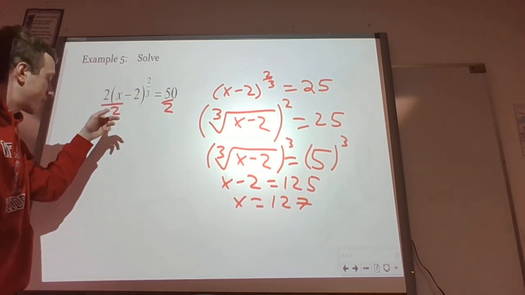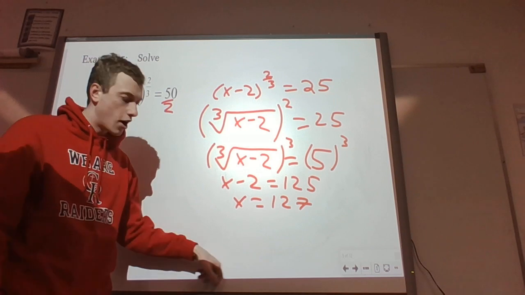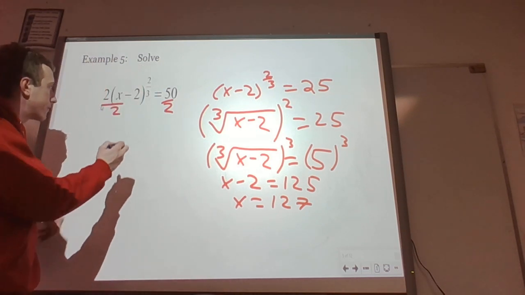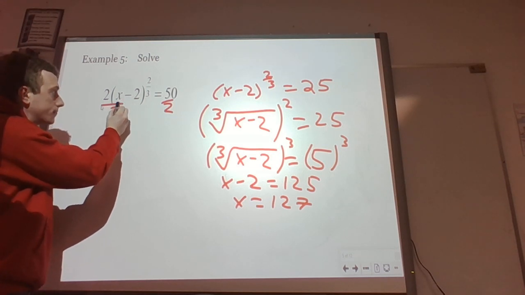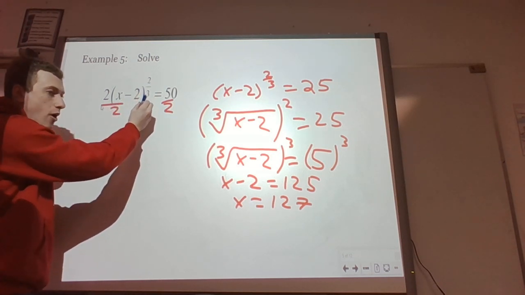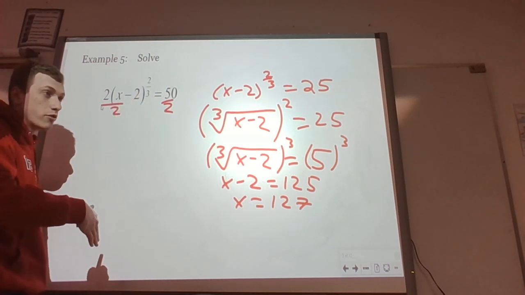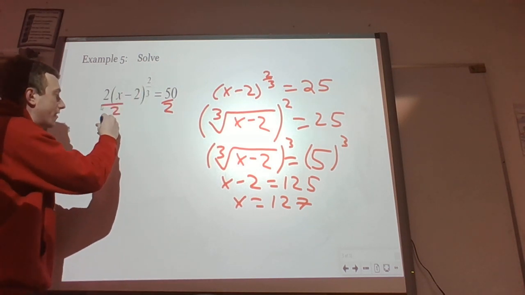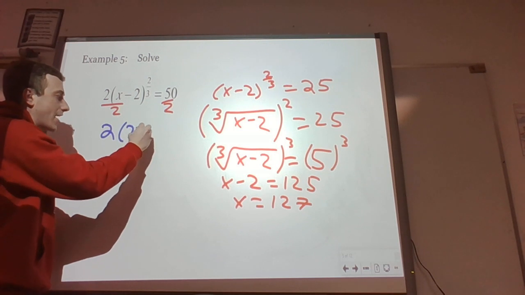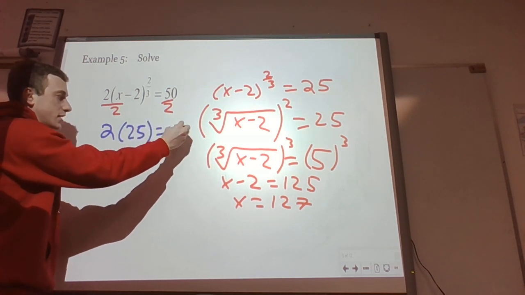And then if we look back at our starting place, if we put in 127, 127 minus 2 would be 125. 125 to the 2/3 power would be the cube root, 5 squared, 25. So we would have 25, 2 times 25 equals 50.